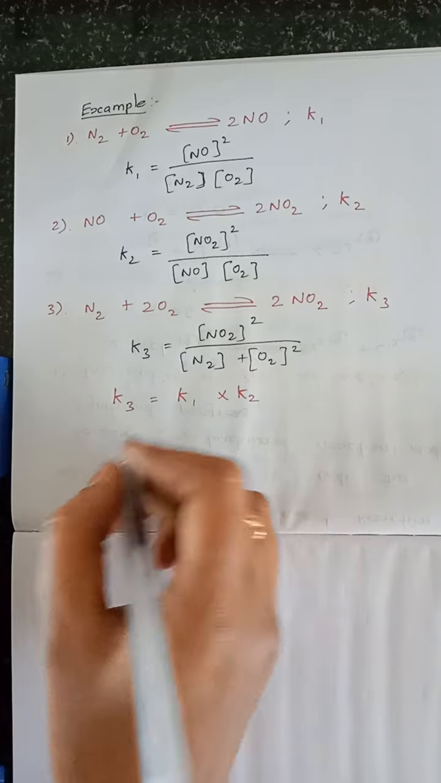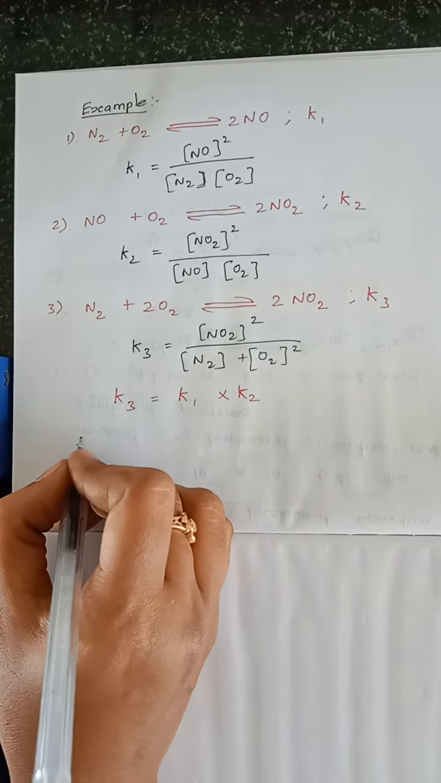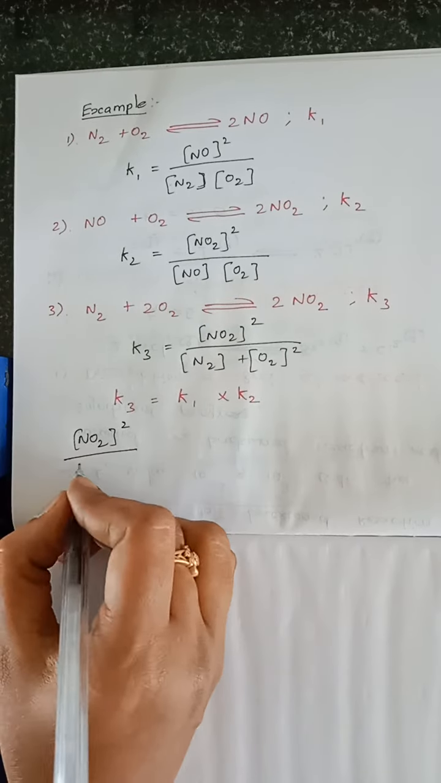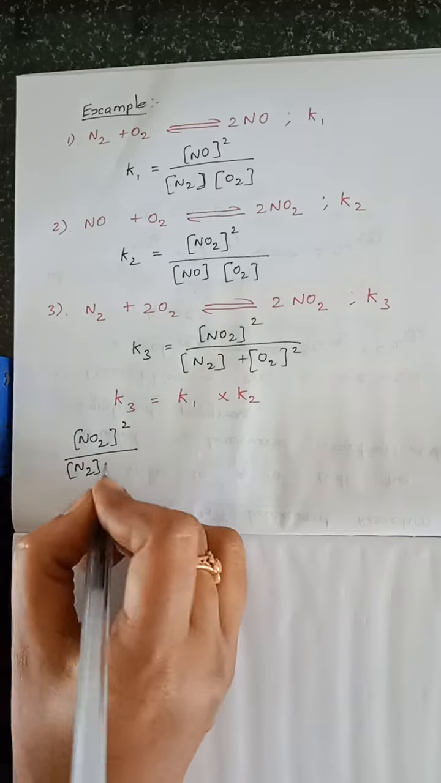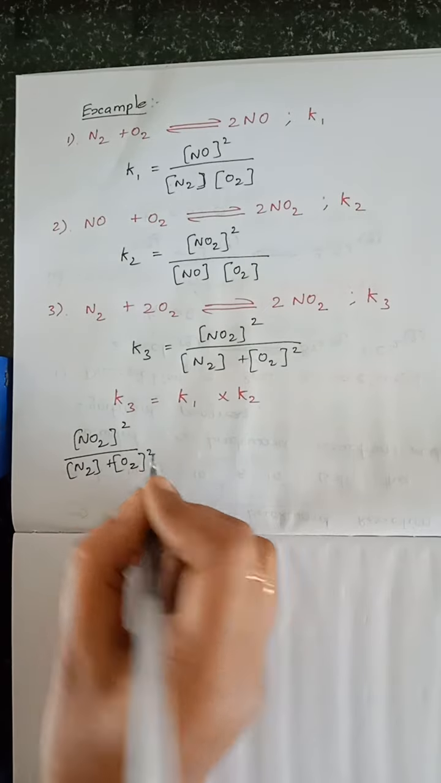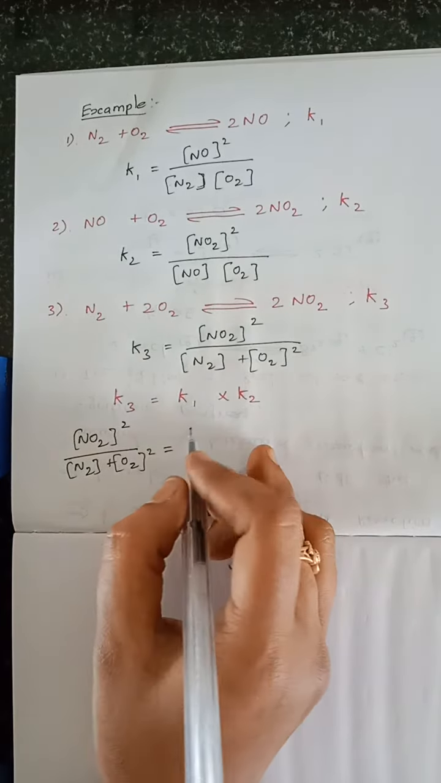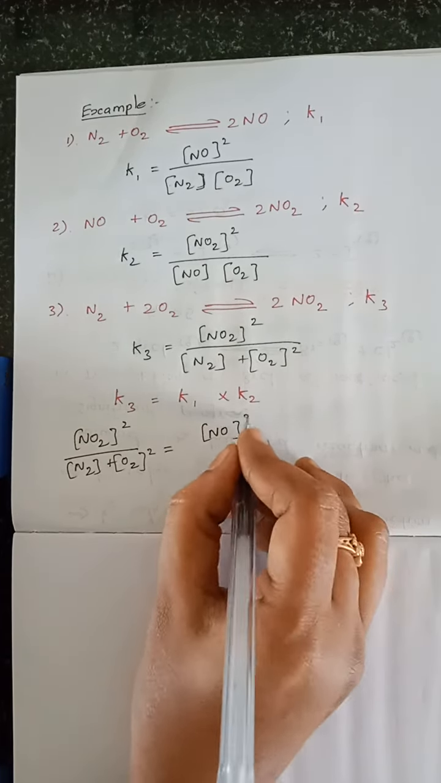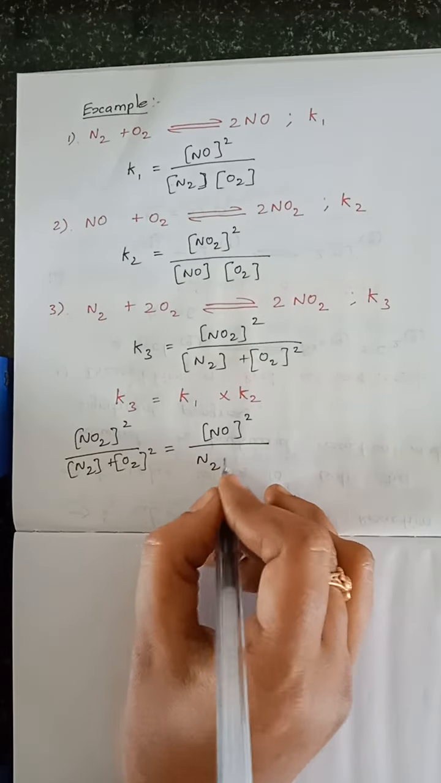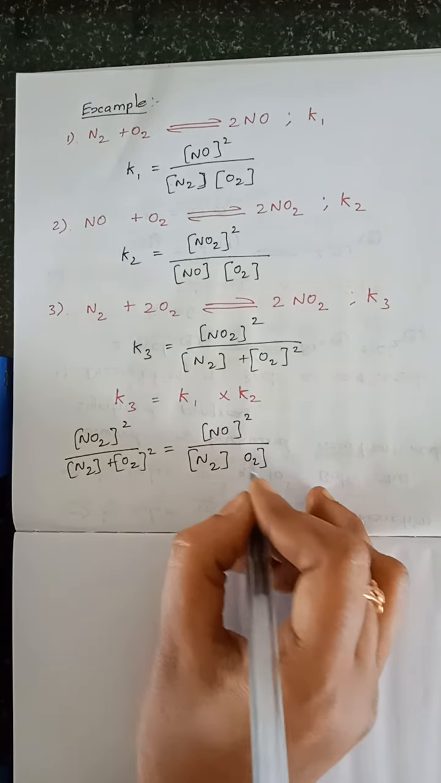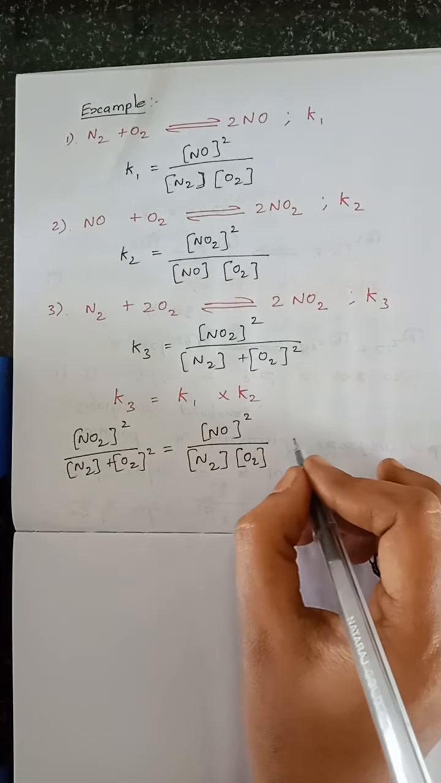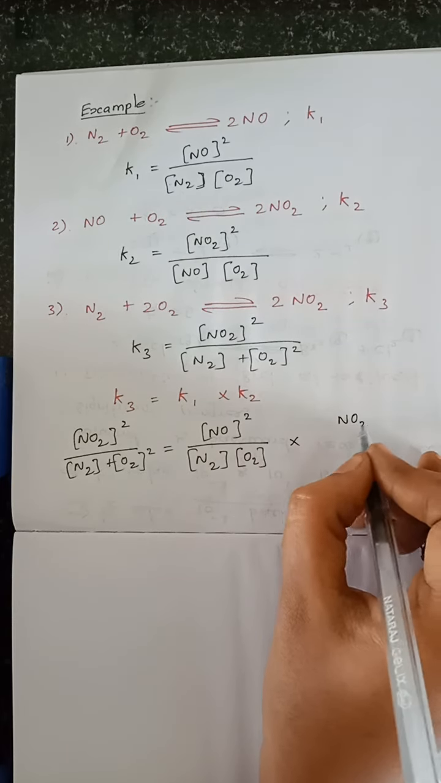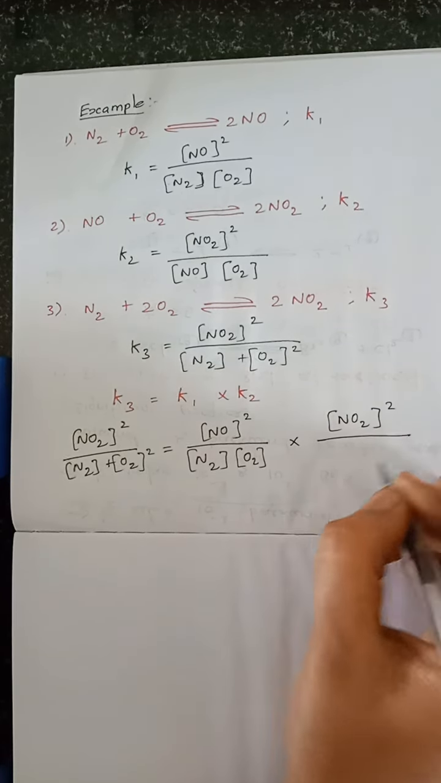You write the K3 value: NO2 concentration squared divided by N2 and O2 concentration is the K3 value, which is equal to K1 into K2. So what is the K1 value? NO concentration squared divided by N2 into oxygen. Then next, the K2 value. So what is the K2 value? NO2 concentration squared divided by NO and O2.